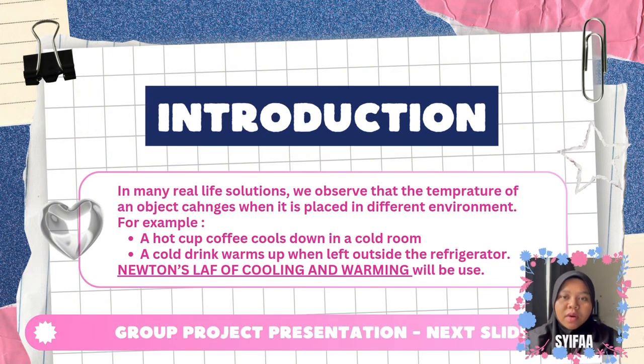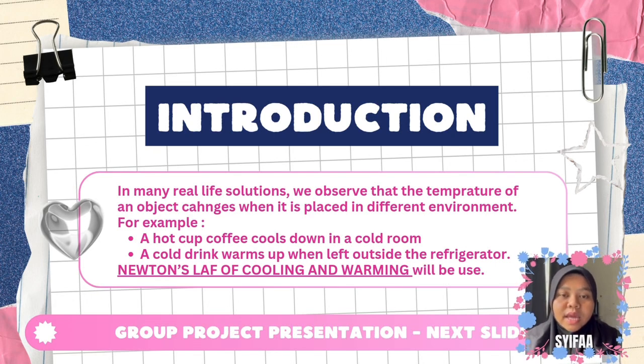Today, I am going to discuss Newton's law of cooling or warming. In our daily life, we often notice that the temperature of an object changes depending on the surrounding environment. For example, if you leave a hot cup of coffee in a cold room, it gradually cools down. On the other hand, if a cold drink is left outside the refrigerator on a warm day, it slowly warms up. These changes don't happen instantly. They follow a certain pattern over time.